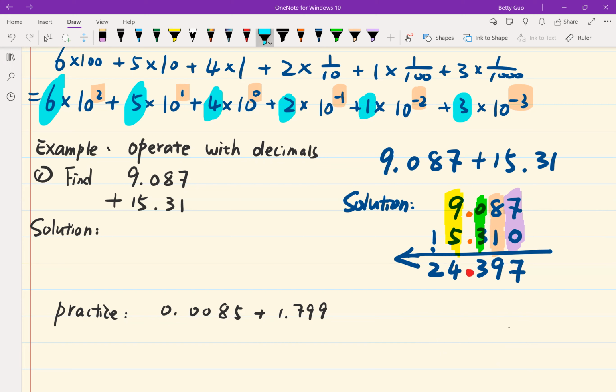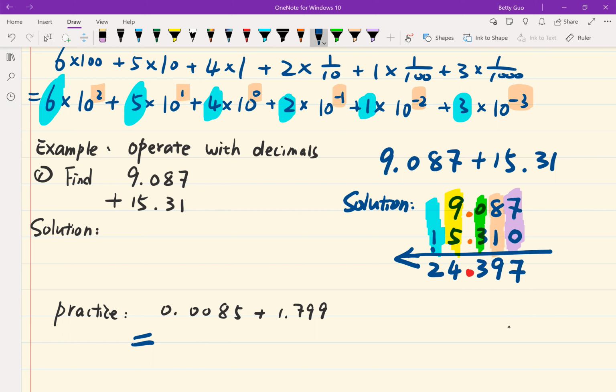So 24.397. How do we add up the decimals? Align them vertically, and then we go from the right to the left. So you practice this one.